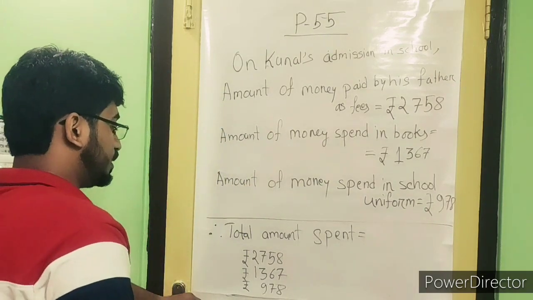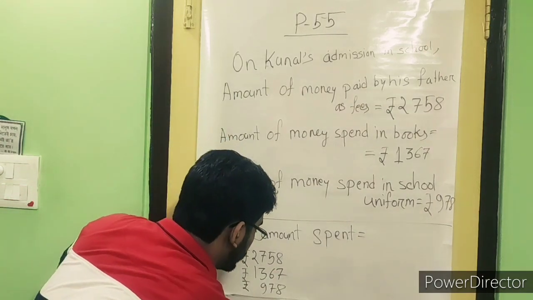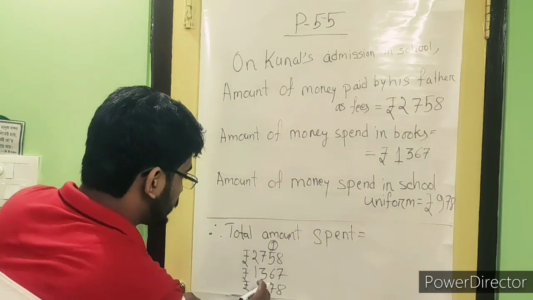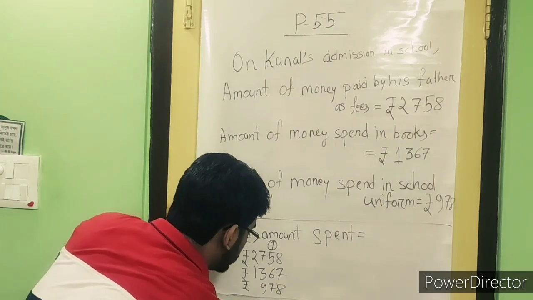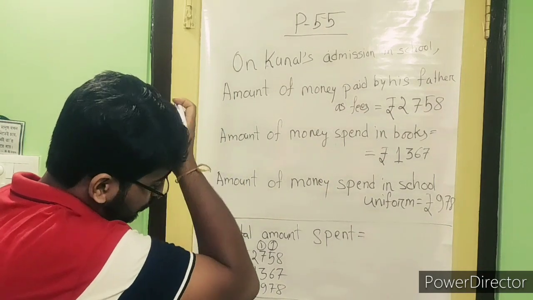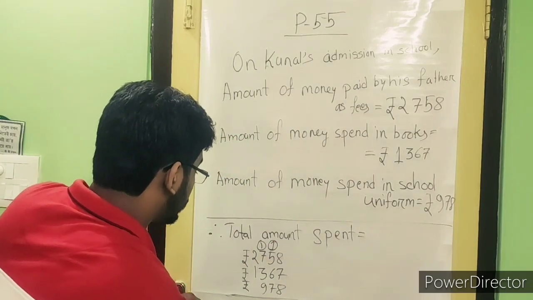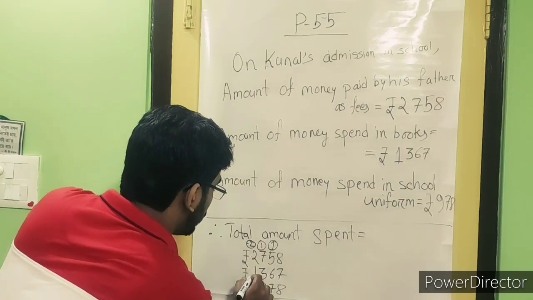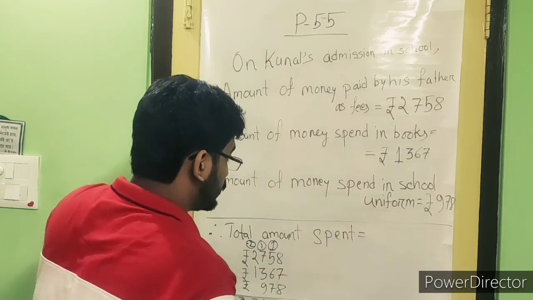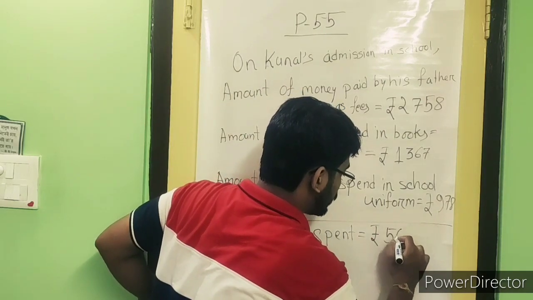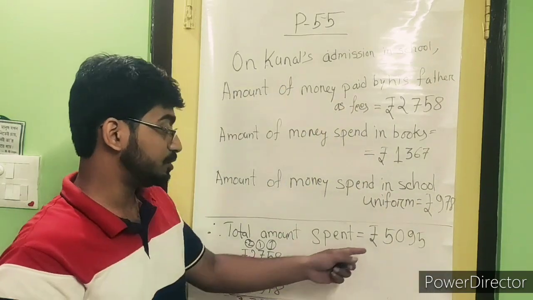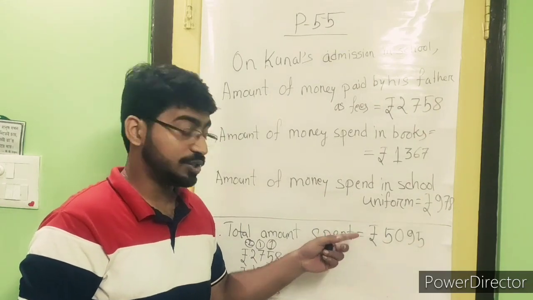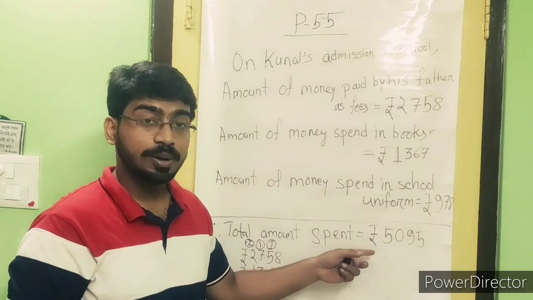Okay, 8 plus 8 is 16, 3 eights are 24 plus 1 is 25, carry 2... 5 plus 1 is 6, 6 threes are 18 plus 1 is 19, carry 1, 7 plus 1 is 8, 9 10 11 12 13 14 15 16 17 18 19 20, carry 2, 2 plus 2 is 4 plus 1 is 5. That means rupees 5095. One more thing, you must put this rupees symbol before the number, because without it your marks will be deducted.